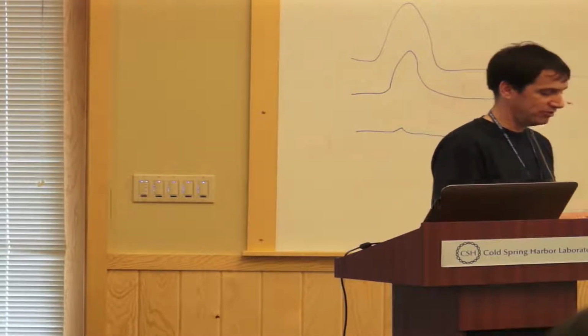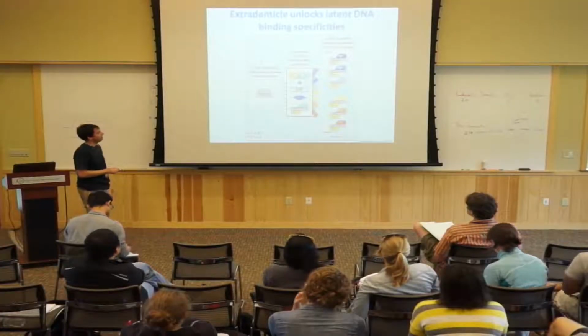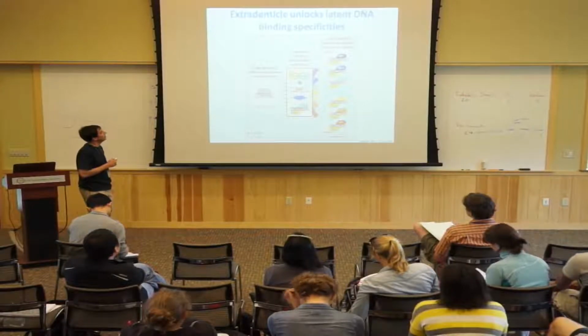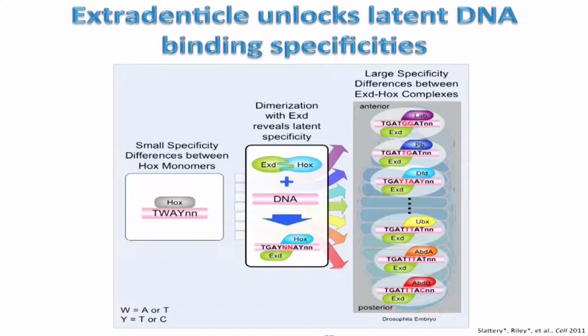So here's our summary figure for our Exd-Hox analysis. It's basically showing that extradenticle unlocks our latent DNA binding specificities. So we came with the latent specificities. Because when they bind as monomers, there's no difference in the Hox specificity, but then when we throw in dimerization with extradenticle, we get this latent specificity, and now we see large specificity differences between the different complexes, in which every Hox protein is in complex with the same extradenticle cofactor.